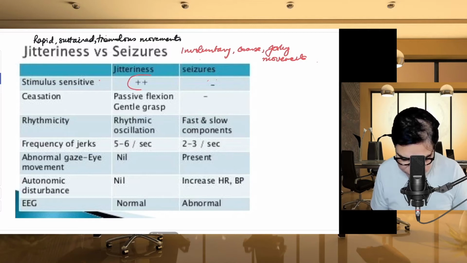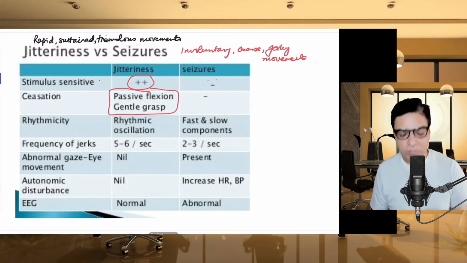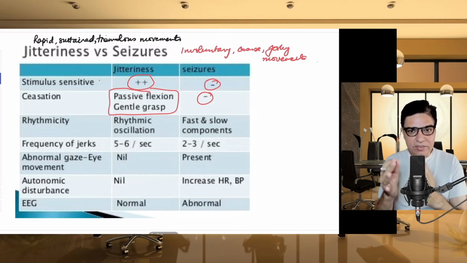So stimulus-sensitive jitteriness can be started by stimulation and can be stopped by a passive flexion or gentle grasp of the affected limb. You can't do that in case of seizures. They cannot be started, and once they have started, you cannot stop them with passive flexion. Remember, because they are happening because of involuntary neuronal discharge. So you can't do that. Then, rhythmicity. Neonatal jitteriness are fine tremulous movements. So they are like this.